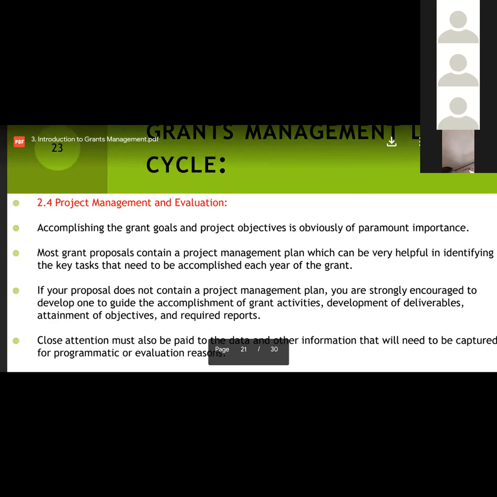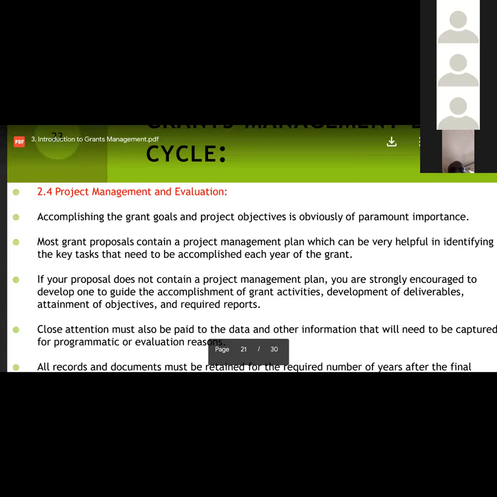Then the other part that normally happens is project management and evaluation. Most of us are aware that in the grant implementation period, we need to be very cautious about ensuring that we have proper practices for project management and evaluation. And this is something that we will be emphasizing in our next free webinar. We'll be looking at project management.